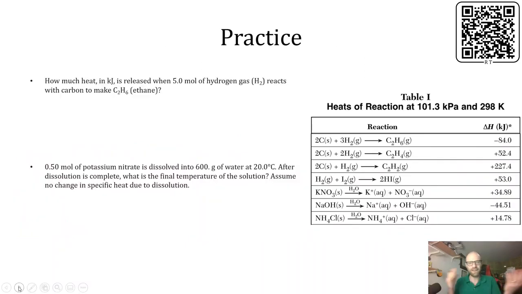So putting this all together, I mean, that's it. So I pulled out some reactions here. Let's take a look at some practice problems, and we'll kind of leave it there.